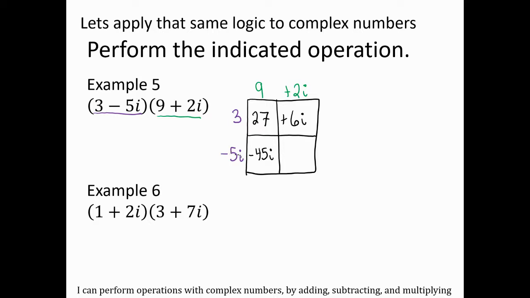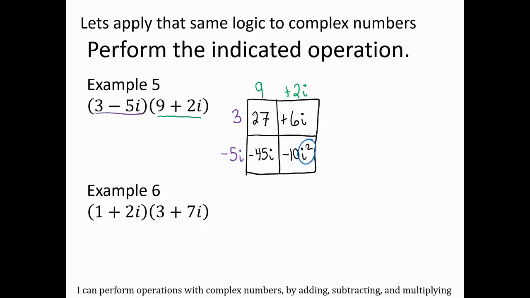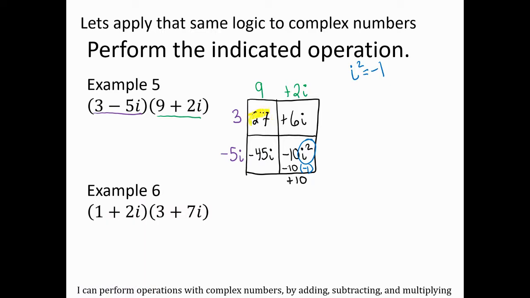And then negative 5i times 2i is going to be a negative 10i squared. And remember, this is so important to remember. i squared equals negative 1. So what's going to happen is it's going to change this to a negative 1. And remember, this was negative 10. So what ends up happening is in this box, it's going to cause this whole thing to actually be a positive 10.